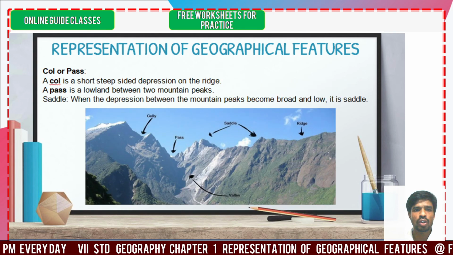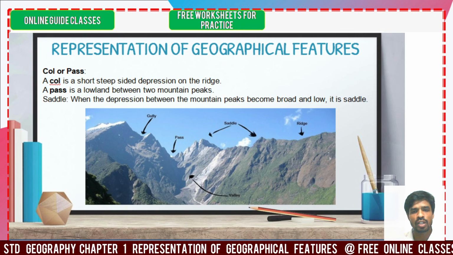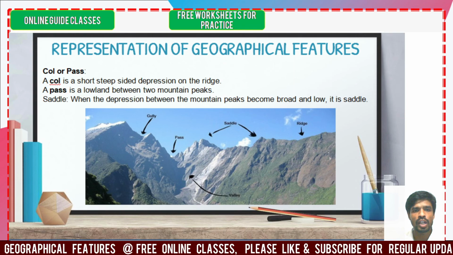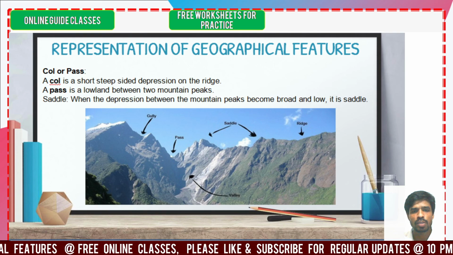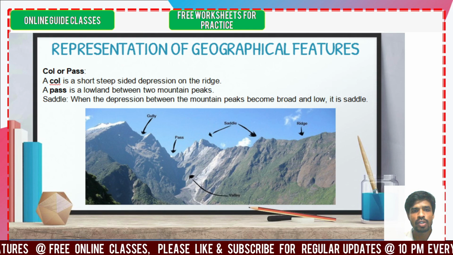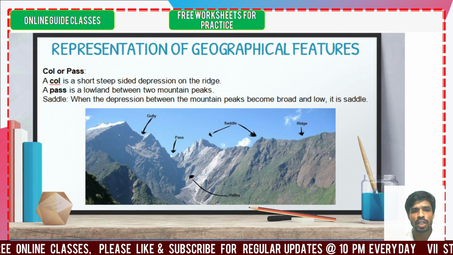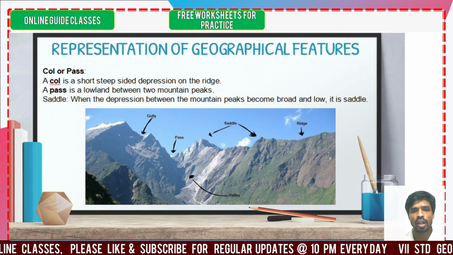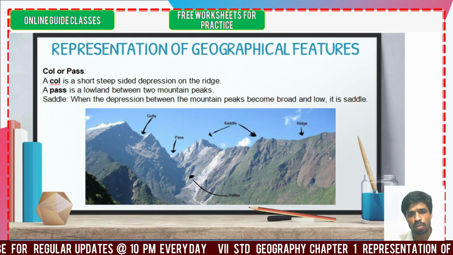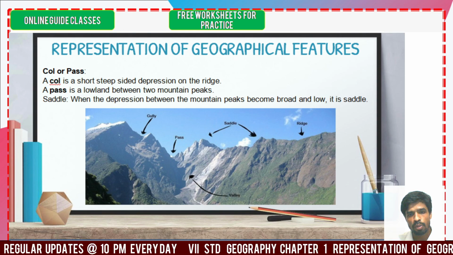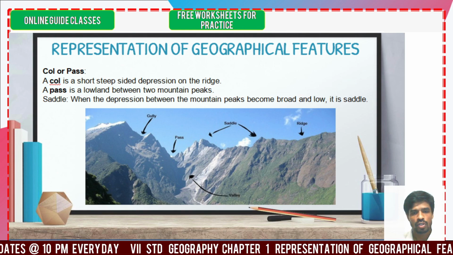The next one is col or pass. A col is a short, steep-sided depression on the ridge. A pass is a low land between two mountain peaks. Can you see the difference between this mountain and this mountain? It is a low land between two mountain peaks. Saddle: when the depression between the two mountain peaks becomes broad and low, it is known as a saddle. Hope you all have understood.